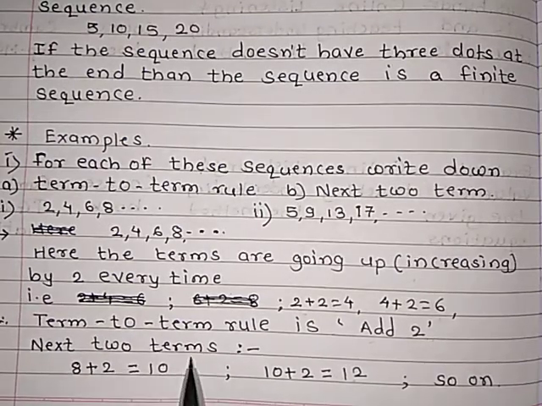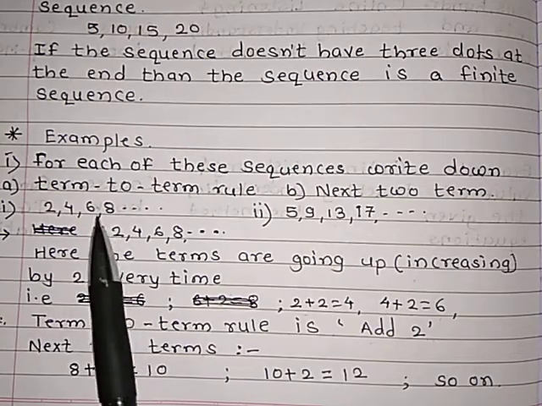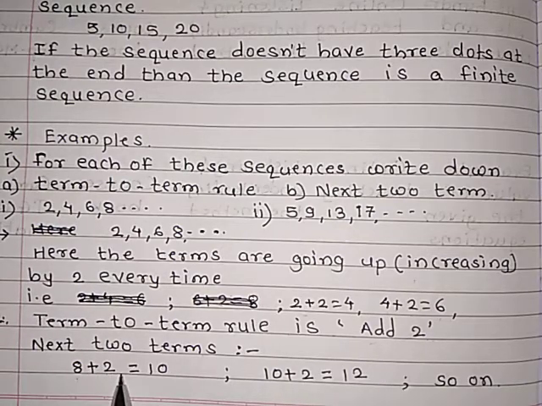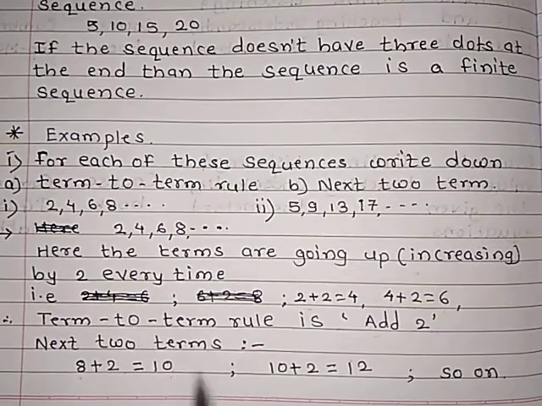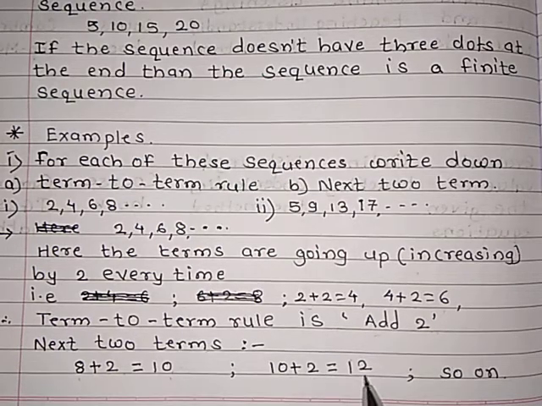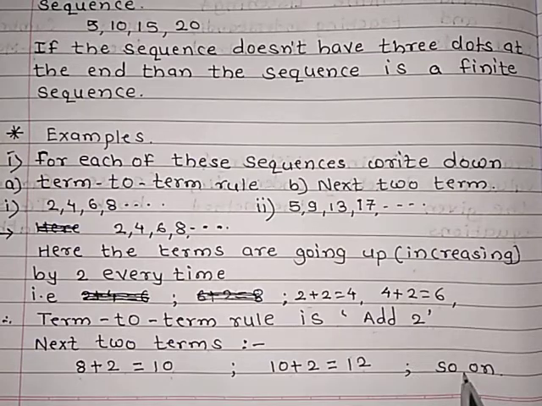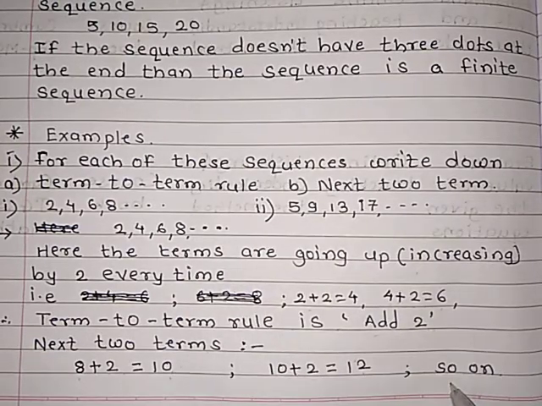Now how can we write the next two terms? See here, the last term is 8, so 8 plus 2 gives the next number, 10. And 10 plus 2, again adding 2, gives 12. Like that we can find the next terms of the given sequence.